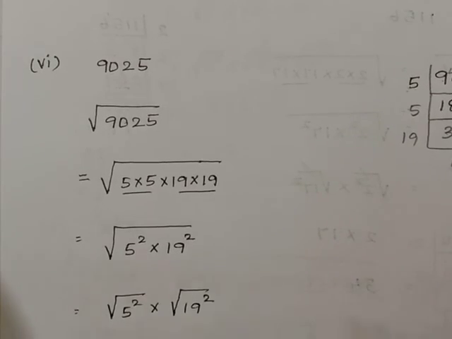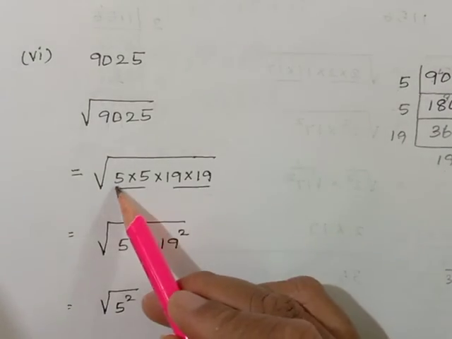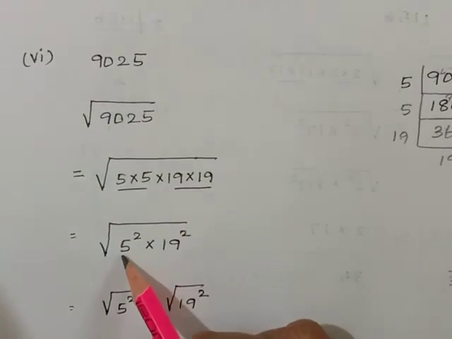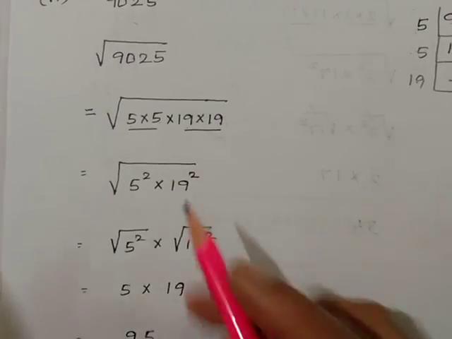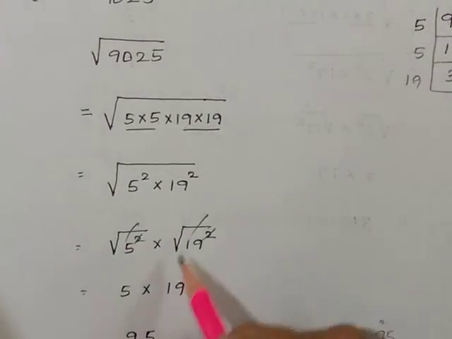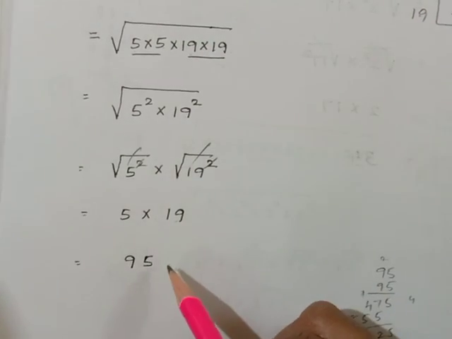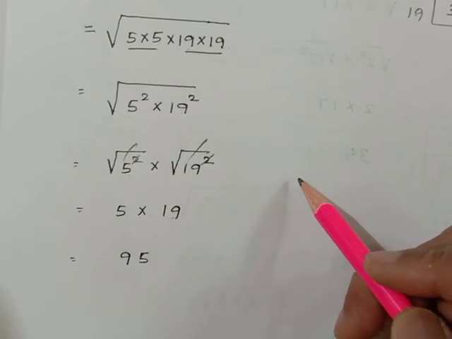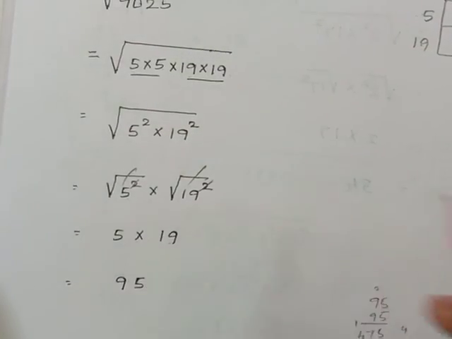So 9025 is 5 into 5 into 19 into 19. Now dividing into pairs, 5 into 5 can be written as 5 square. 19 into 19 can be written as 19 square. Now the square and root cancel. Remaining is 5 into 19. 5 into 19 is 95. Therefore, the square root of 9025 is 95.